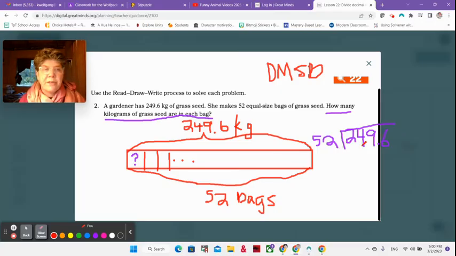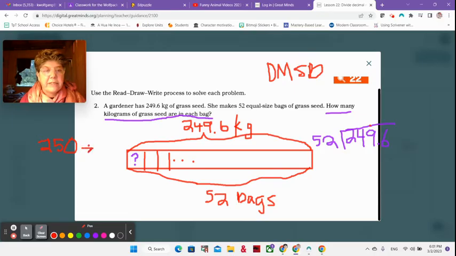And we can say, does 52 fit into 2? No. Does it fit into 24? No. Does it fit into 249? Yes. How many times do you think that 52 fits into 249? Well, here's where we can use a little bit of estimation, and we can think of this as 50, and we can think of this as 250, right? So now we have 250, and we're dividing 250 by 50.